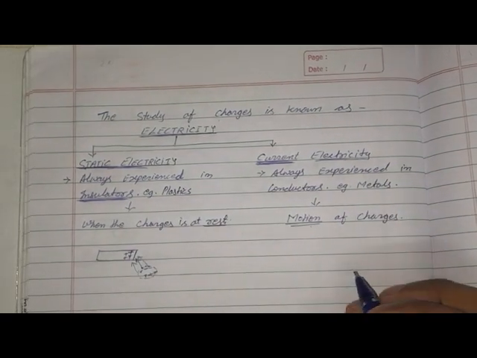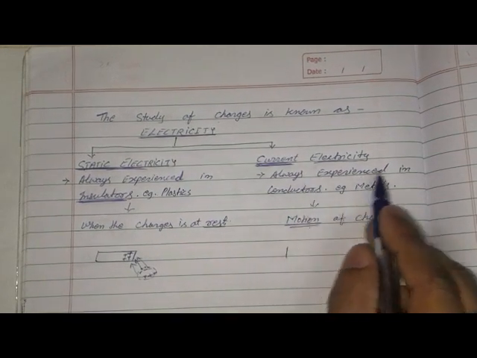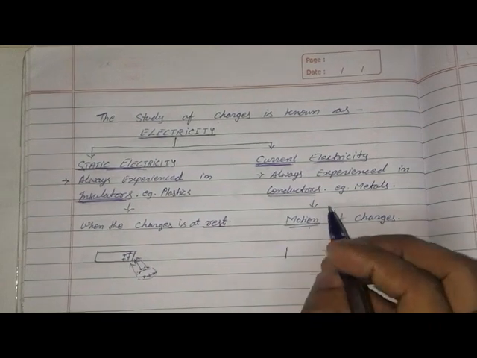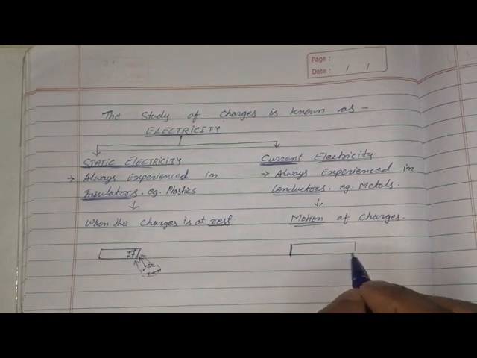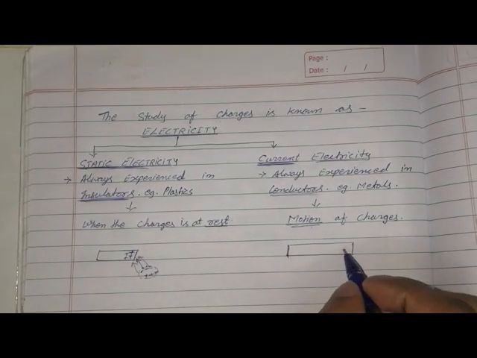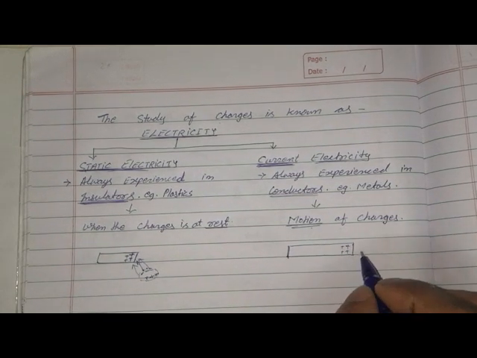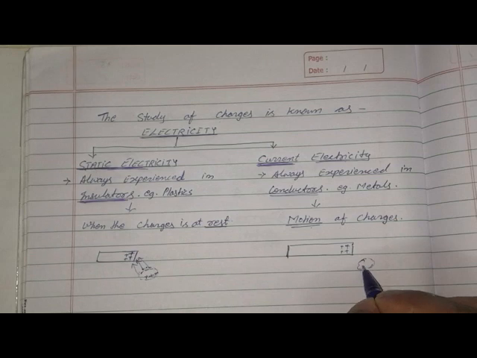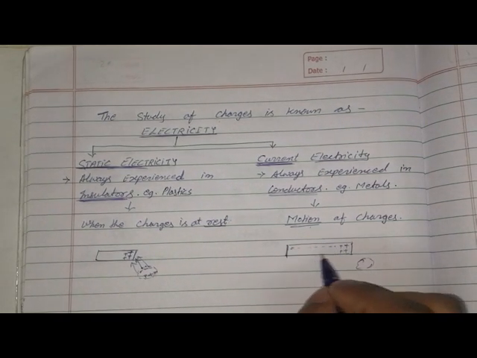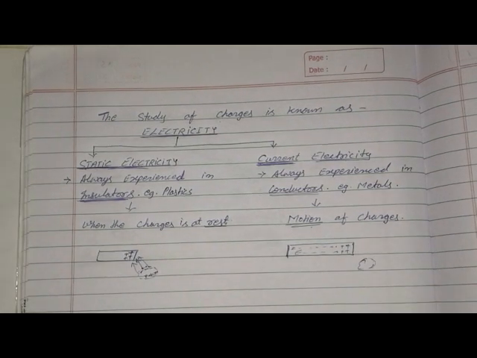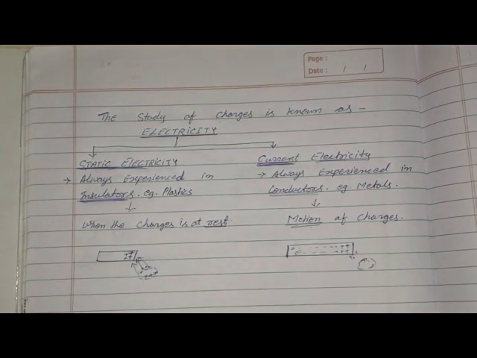What about current electricity? It is experienced in conductors, like metals. Sometimes you may have a metallic scale also, and if you rub this scale on your head, the charges will develop, but it will not attract the pieces of paper. Why will it not attract? Because as soon as the charges are developed, they are distributed uniformly throughout the body, and hence the forces become very less, and these papers will not be attracted.